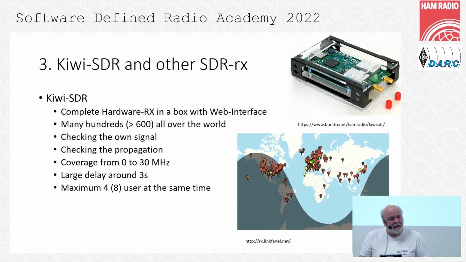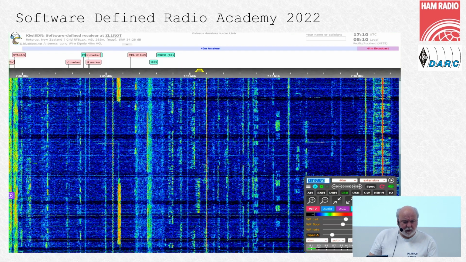One of the disadvantages of the KiwiSDR is there's a large delay, around 3 seconds, between transmitting and receiving your own signal via the KiwiSDR. And on each KiwiSDR you can normally have 4, with a special configuration maximum 8 users, who can use this SDR simultaneously.